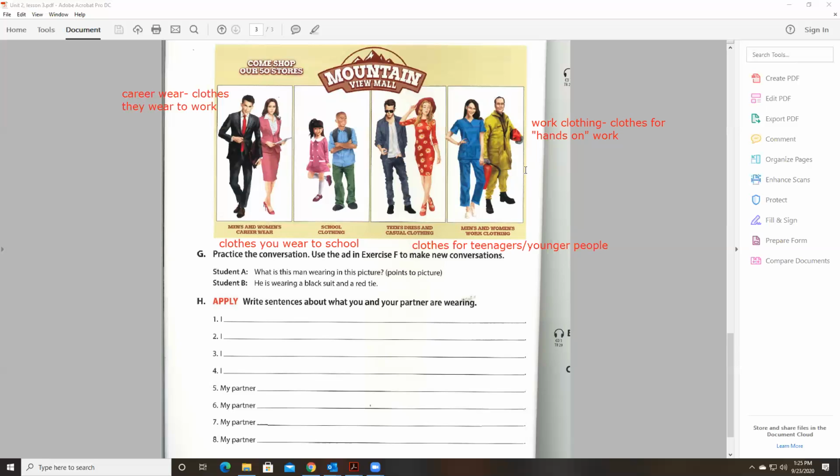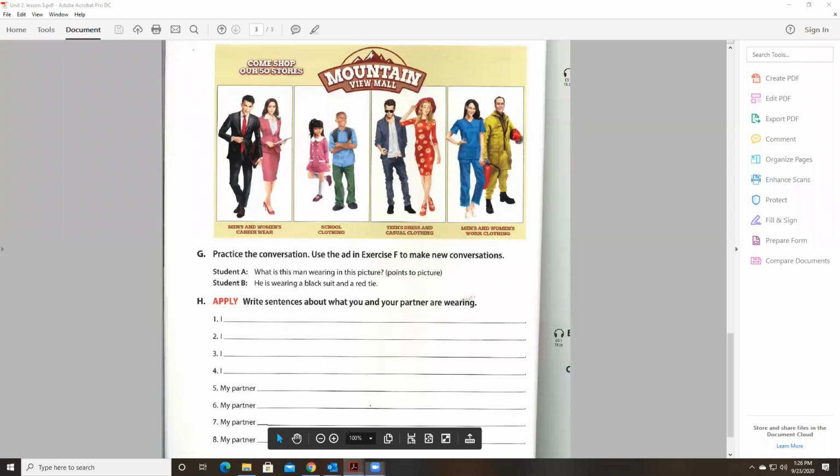All right. So right here, for numbers 1 through 4, you are going to write sentences about what you are wearing. Numbers 5 through 8, I want you to think of somebody in your house, what they are wearing, or you can use one of these pictures. If you use one of these pictures, please tell me which picture you are using. All right. That is the end of that lesson.